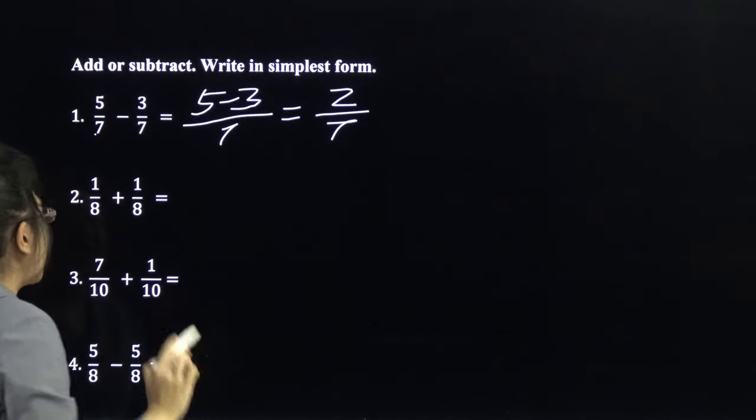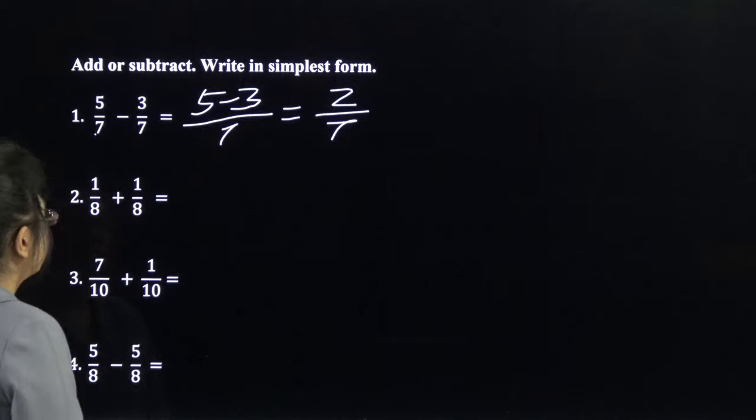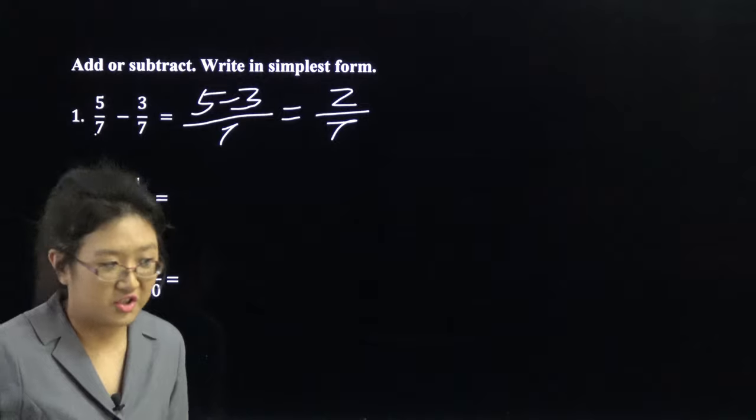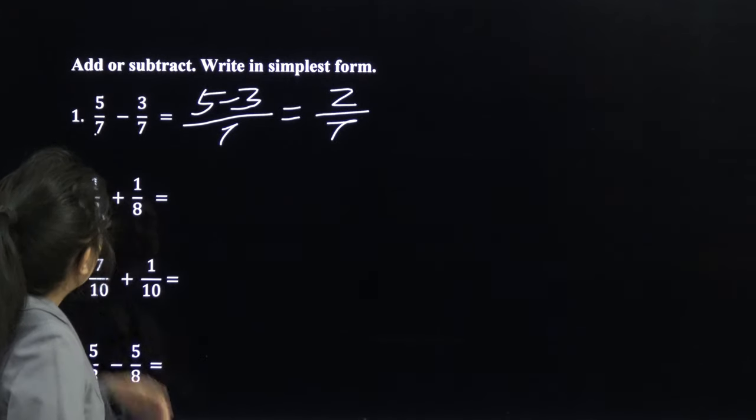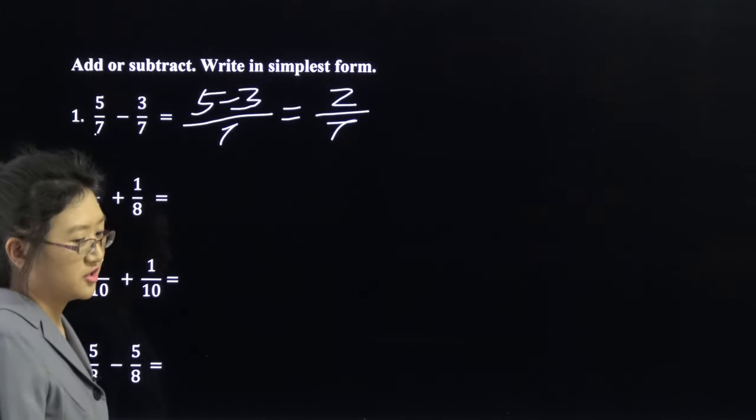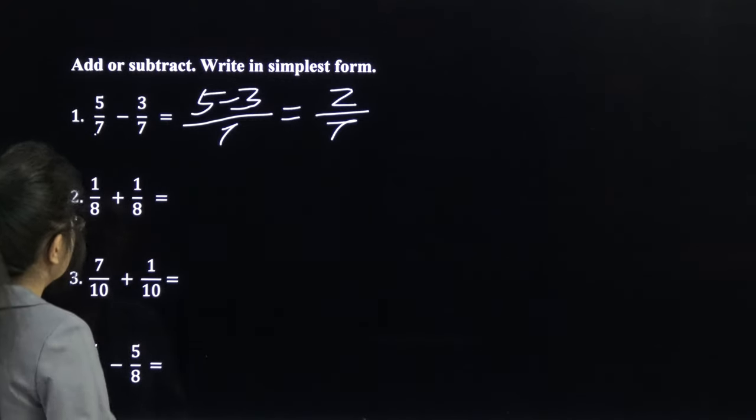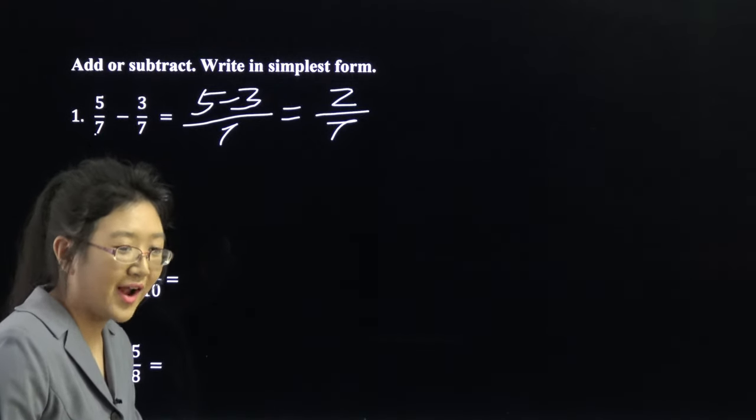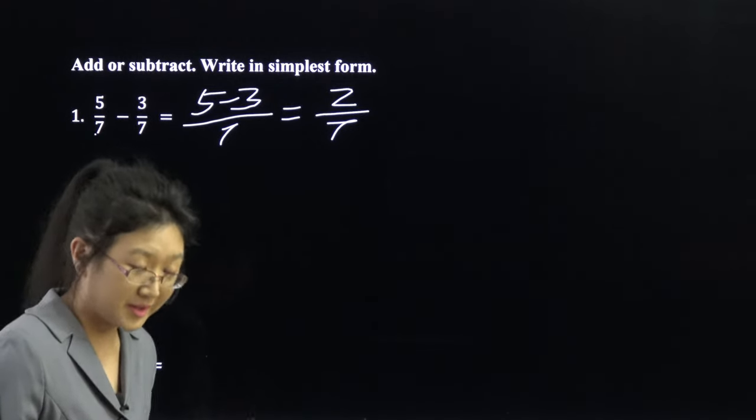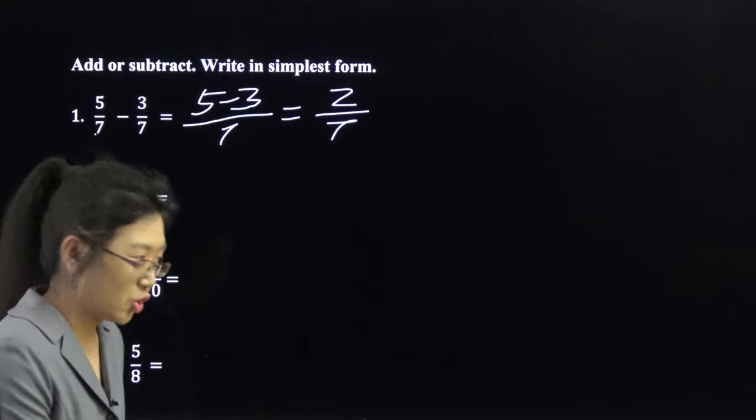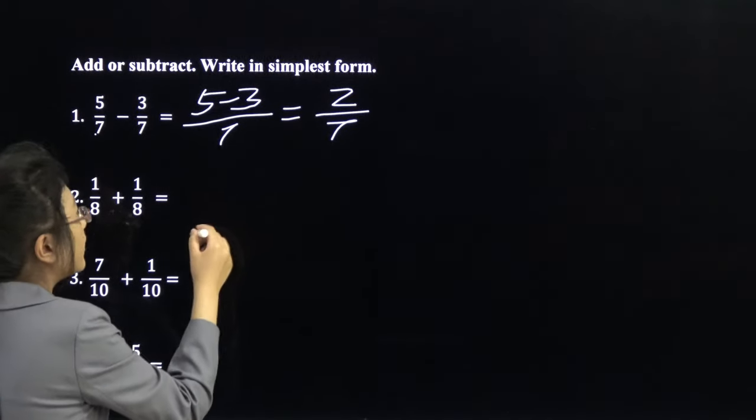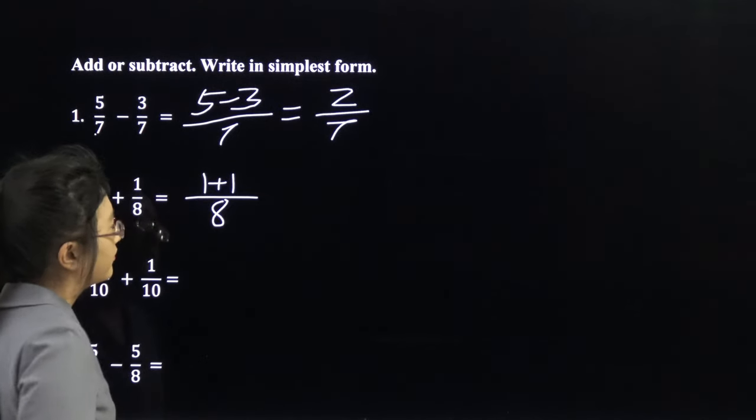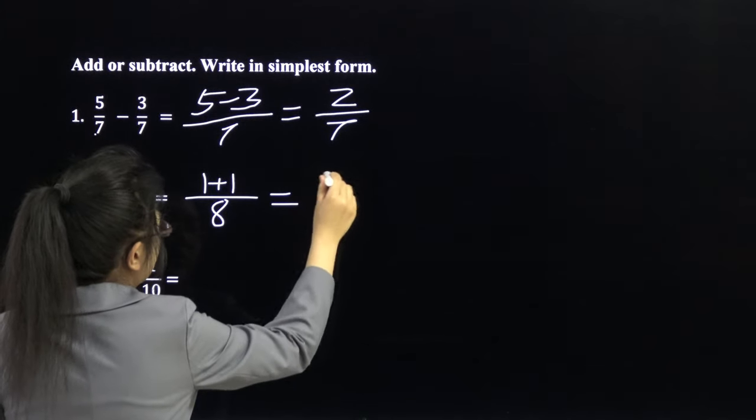Question number 2. 1 over 8 plus 1 over 8. What did we just learn about adding like fractions, or fractions with like denominators? I'm going to call them like fractions for the next few questions. You can say fractions with like denominators. They mean the same thing, but like fractions is shorter. We add the numerator, 1 plus 1, and we use the old denominator. So then we get 2 over 8.